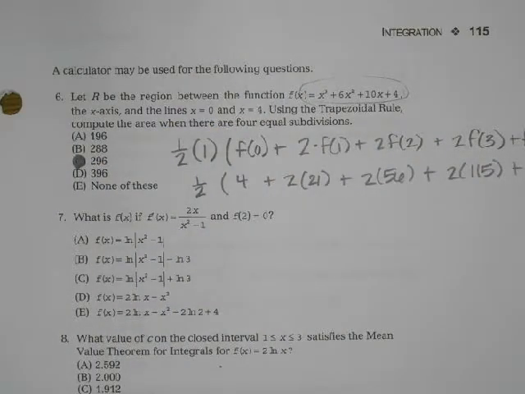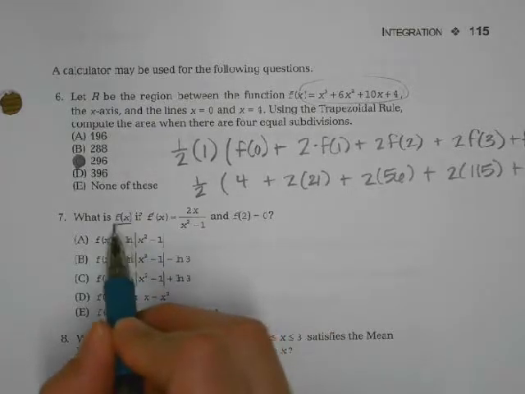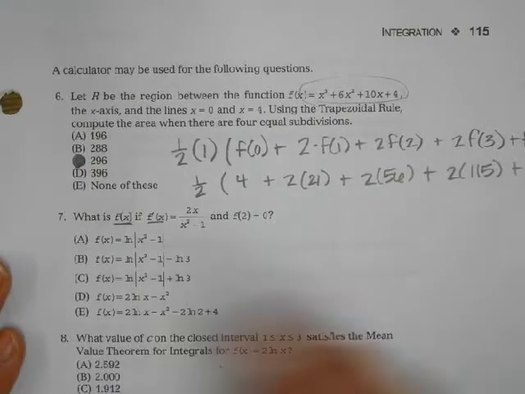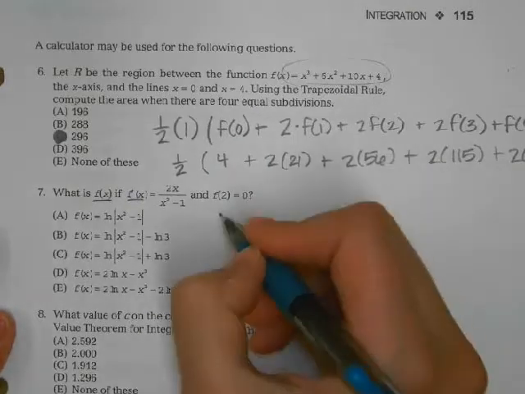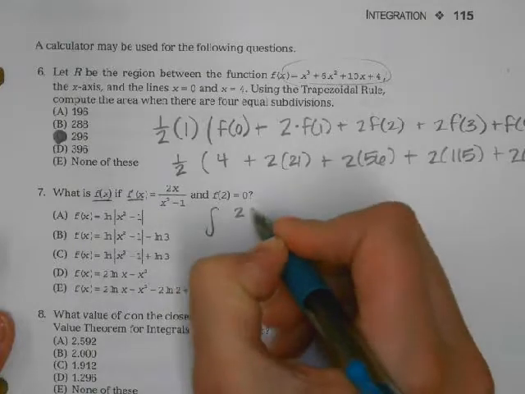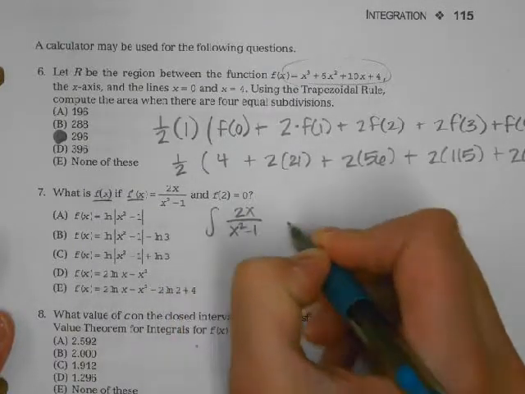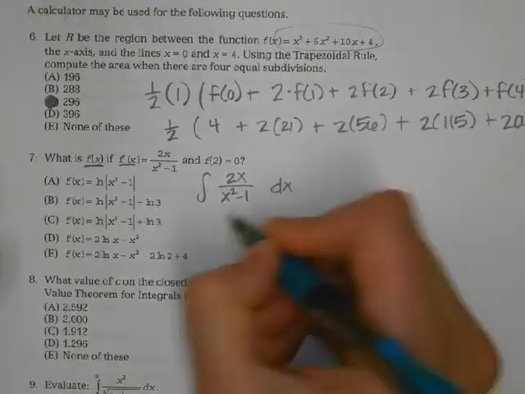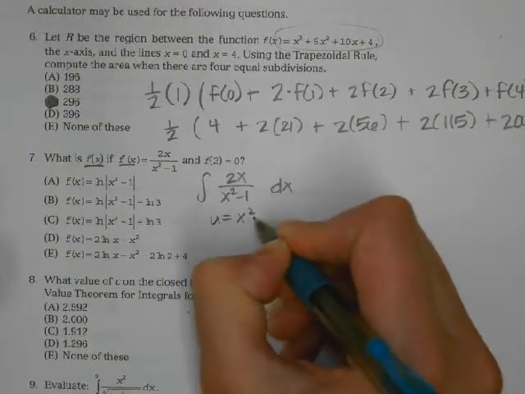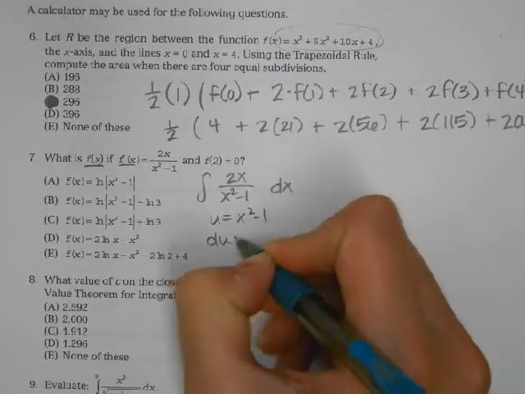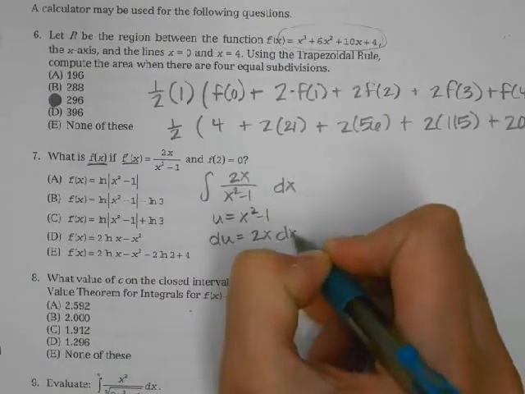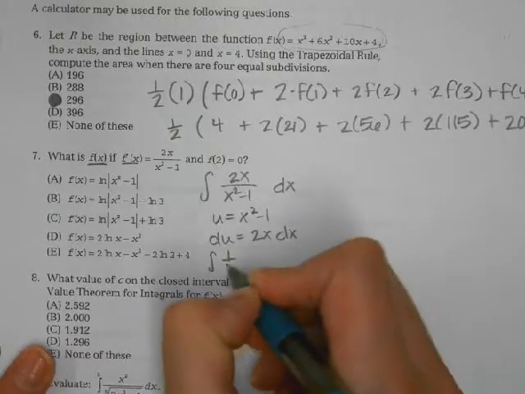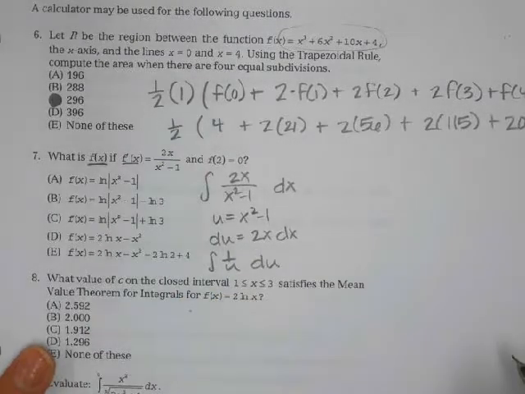Alright, number 7, they want us to find the original function if the derivative is this. So for us to go from a derivative back to the original function, we need to integrate. So I've got 2x over x squared minus 1. And this is a U-Substitution problem. So my u is the x squared minus 1. My du is the 2x dx. And so that means that what I'm integrating is 1 over u du.